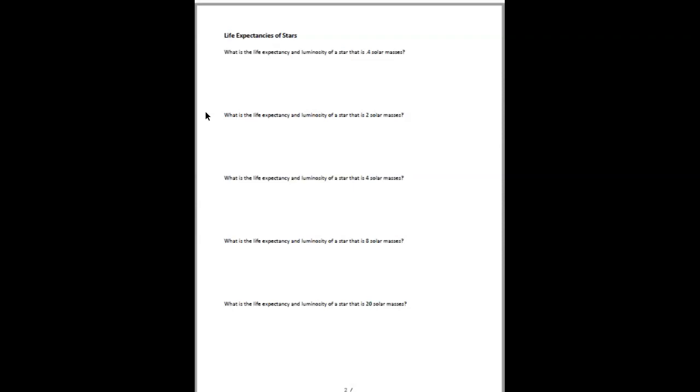For the 2 solar mass star, you just take 2 to the 3.5 power, so it'd be 11.3 times the luminosity of the sun. And then it'd be 1 over 2 to the 2.5 power, so it'd be 0.18 times the lifespan of Mr. Sun, or say 0.2. So 0.2 times 10 billion years, so it only lived to be about 2 billion years old. Again, I'll post a key.